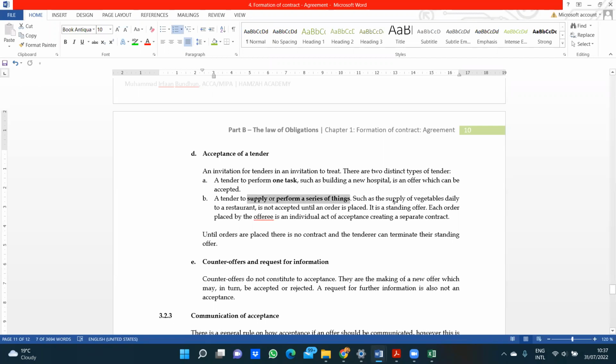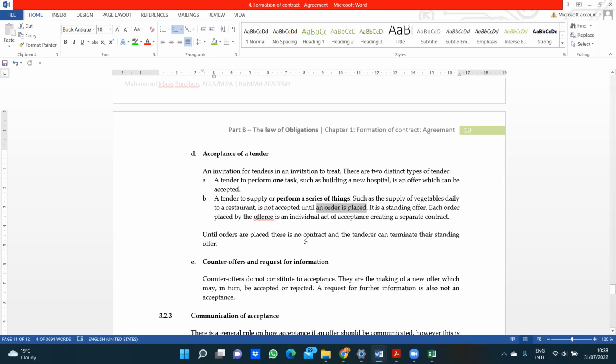Example: supply of vegetables to a restaurant daily is not accepted until an order is placed. The acceptance depends on the order. This is what is called a standing order. Each order placed is an individual offer, and the acceptance of the order creates a contract. So each supply is an individual offer, and when each is accepted, they create a contract.